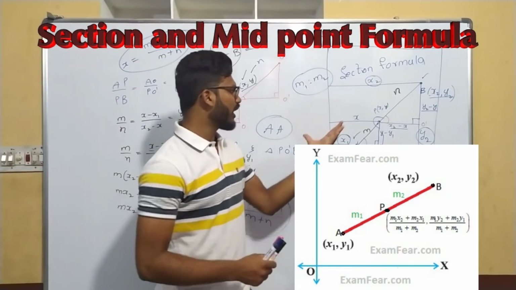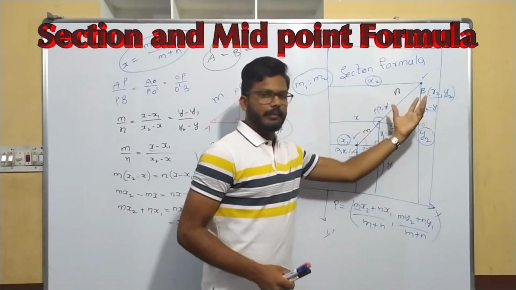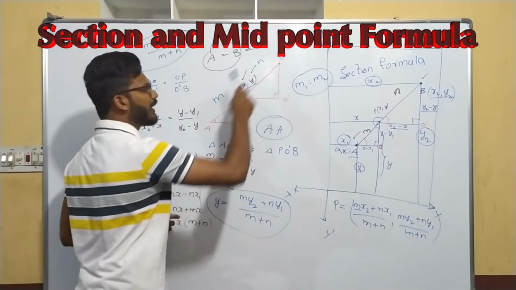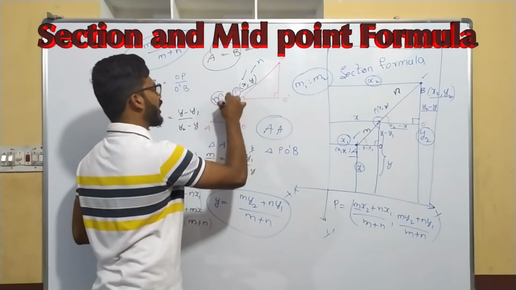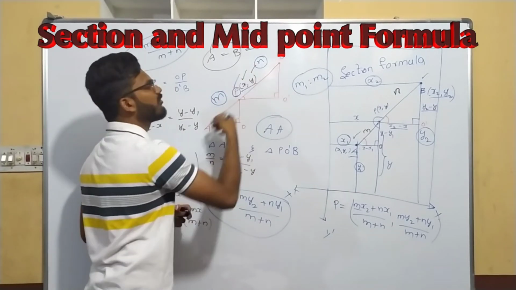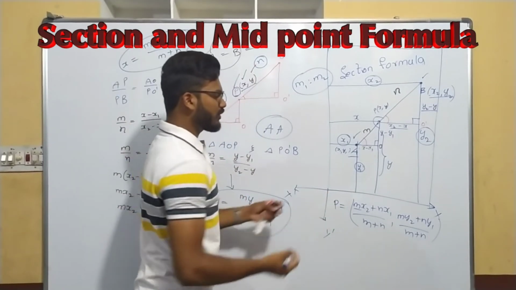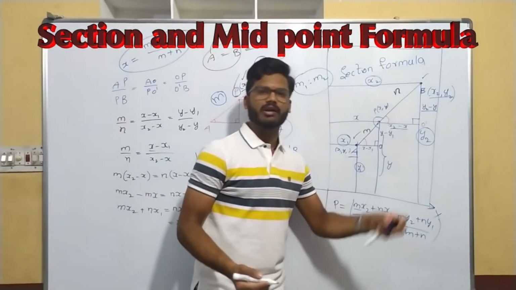Alright. What did you all learn here? When a line segment AB is divided by any point P in the ratio m is to n, then the coordinates of P will be equal to mx2 plus nx1 by m plus n and my2 plus ny1 by m plus n.